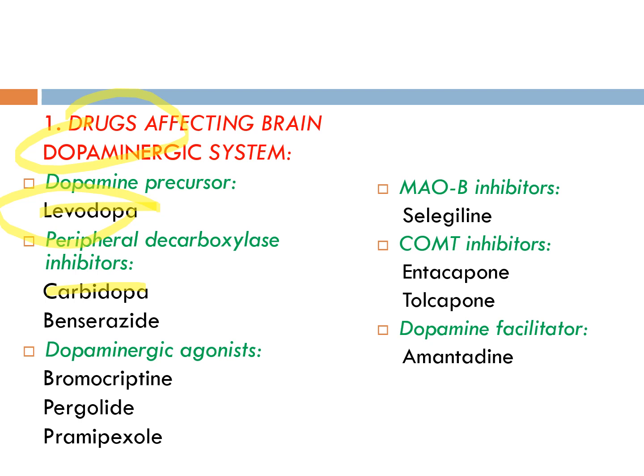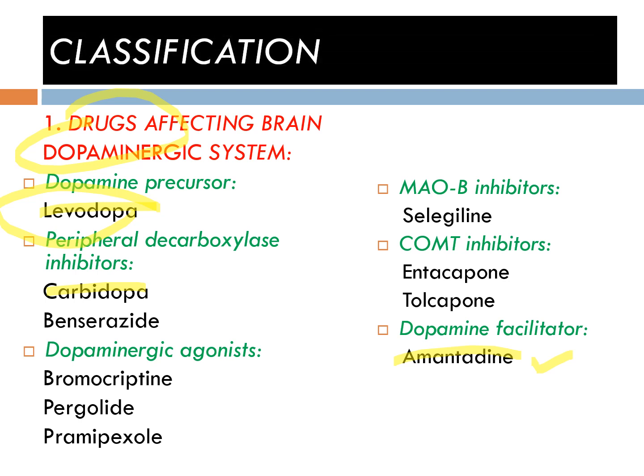Then we have a dopamine facilitator, which is amantadine. Amantadine, students, we will cover over here, as well as in antivirals. Amantadine is a dopaminergic drug, but it also has another characteristic, which is antiviral action, specifically used in influenza.